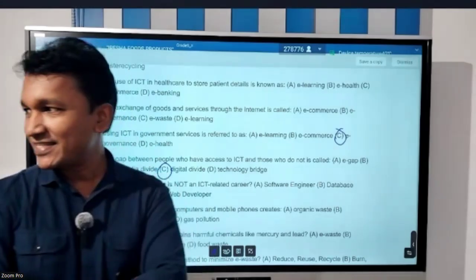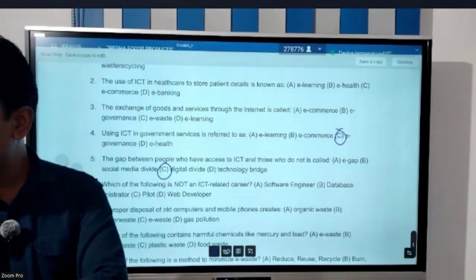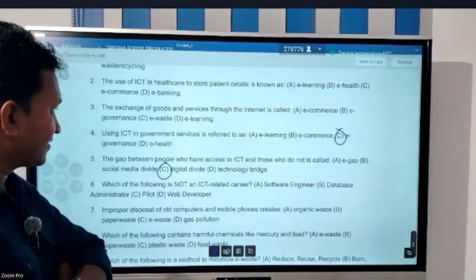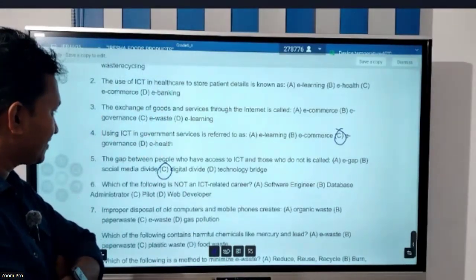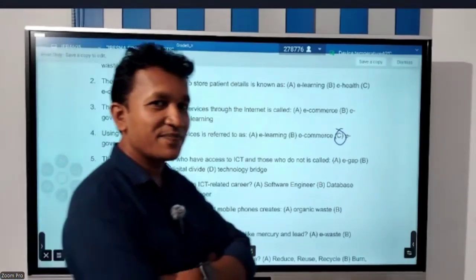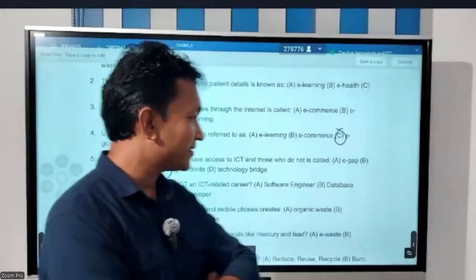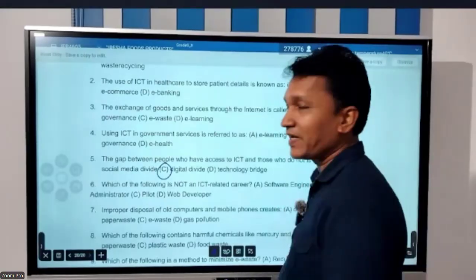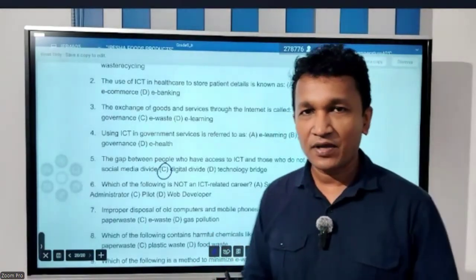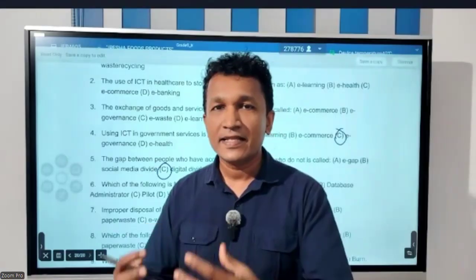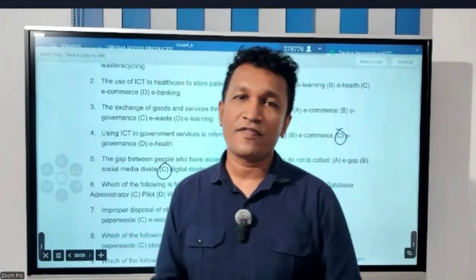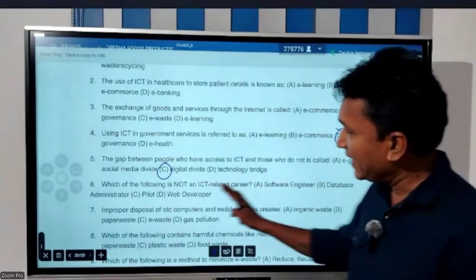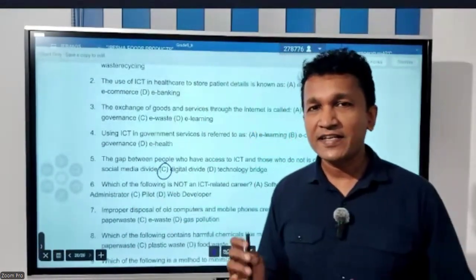Database or pilot. Yes, pilot. Why? Software engineer is directly IT related, because the task of a software engineer is to build software, right? So it is IT related. Database administrator. What does database mean?